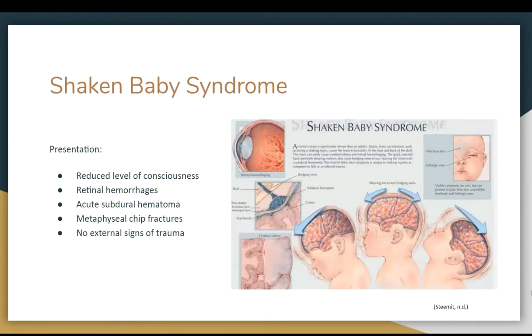So I wanted to include this slide on shaken baby syndrome. Shaken baby syndrome is not actually a problem with the eye, but it is something that you might see in a child, and something you need to be aware of as somebody who takes care of children. Some of these patients will present with a reduced level of consciousness, but that can evolve over time. But one of the key findings of shaken baby syndrome is retinal hemorrhages in an otherwise atraumatic appearing child. This indicates the presence of acute subdural hematomas. They may have some metaphyseal chip fractures, and these patients need to be referred as soon as possible, and also this needs to be reported.